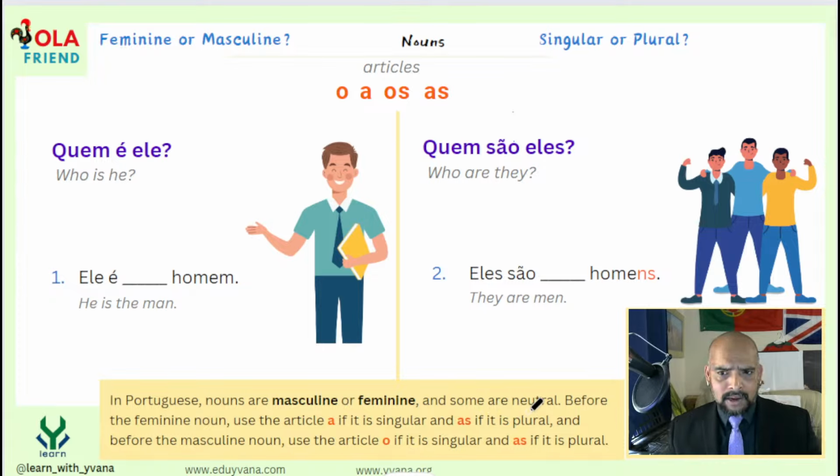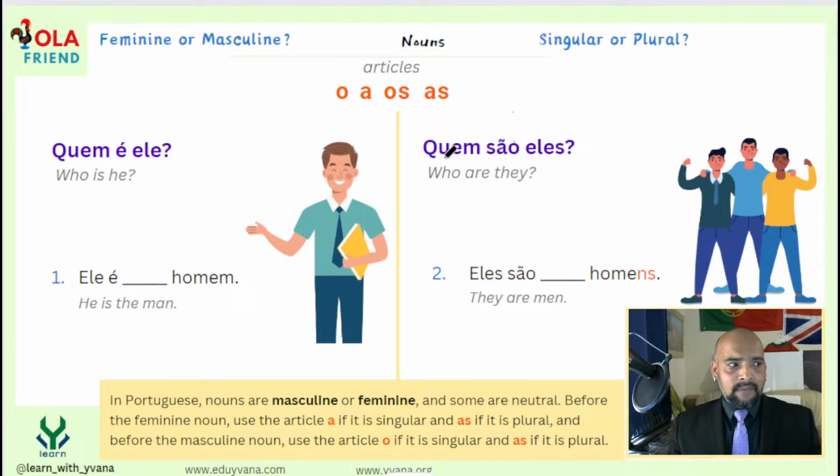So in Portuguese, normally every object we assume as nouns. They are either feminine or masculine, right? Every noun, and some can be neutral. Before the feminine noun, we use the article a if it is singular, and as if it is plural. So if it is plural and feminine, we use as, and if it is singular and feminine, we use a, right?